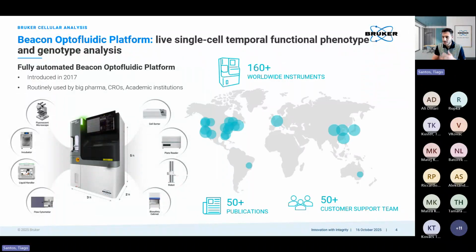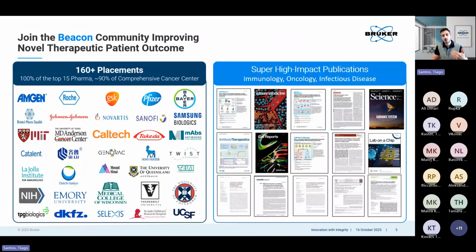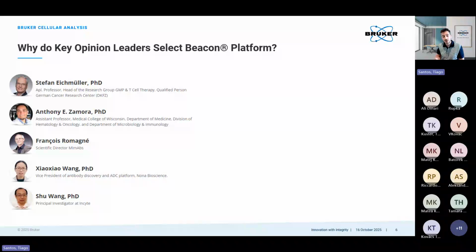This is just the number of instruments worldwide. What I really want to focus on is the increased number of super high impact factor publications that show the value of using this data in very different types of projects. And we have plenty of KOLs worldwide using the platform in these different applications.